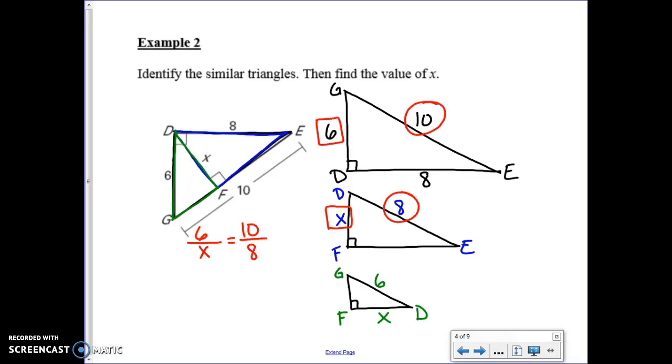From there, we can cross multiply. So we have 10x equals 48. Divide by 10 on both sides. So x equals 4.8. That's all it asked us for, was to find that value of x.